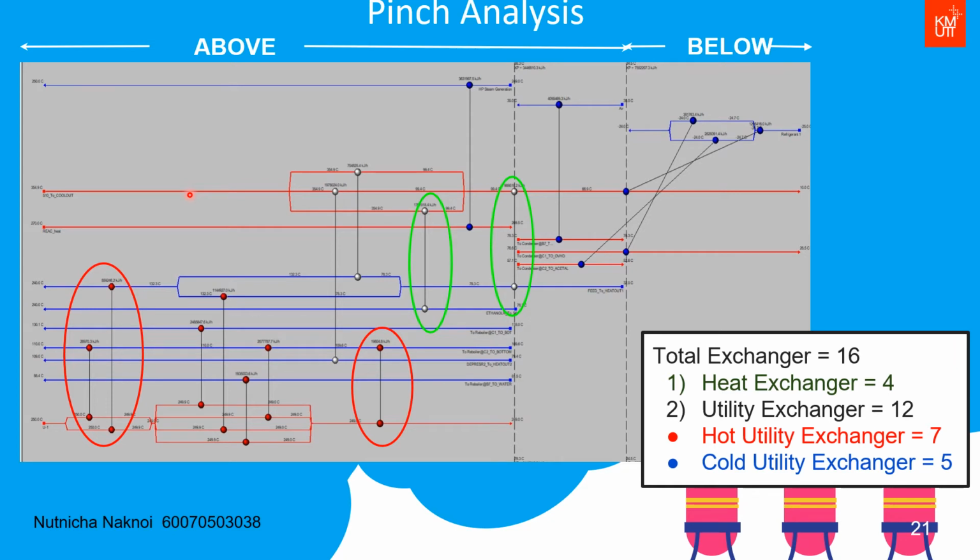From the heat exchanger network grid diagram, we divide into two parts: above pinch and below pinch. First, we tie between process and process streams in the above pinch part. Next, we use high pressure steam as a hot utility. From the grid diagram, you can see that we use a total of 16 exchangers. There are 4 heat exchangers and 12 utility exchangers.